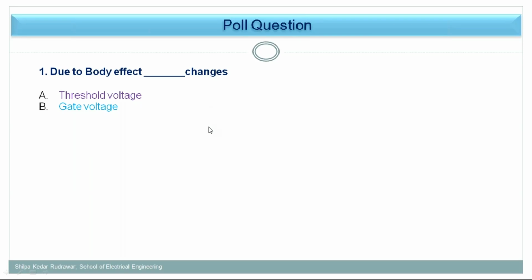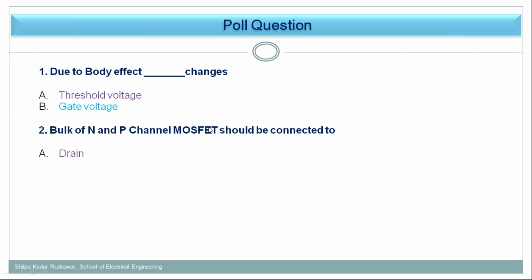Okay, next poll question. Because it is not added over here, I'm just taking it on screen only. The bulk of an N channel and a P channel MOSFET should be connected to what?